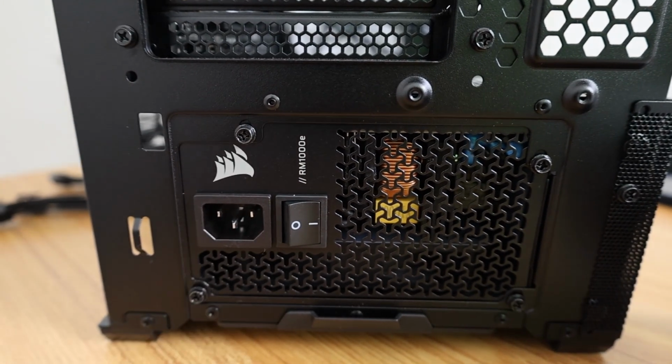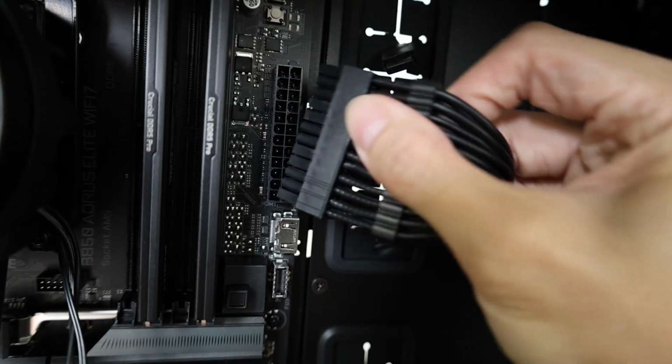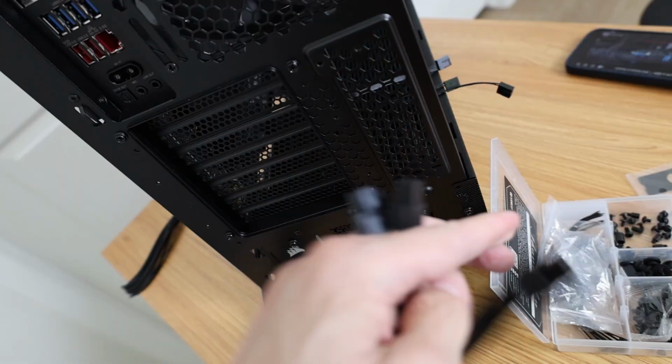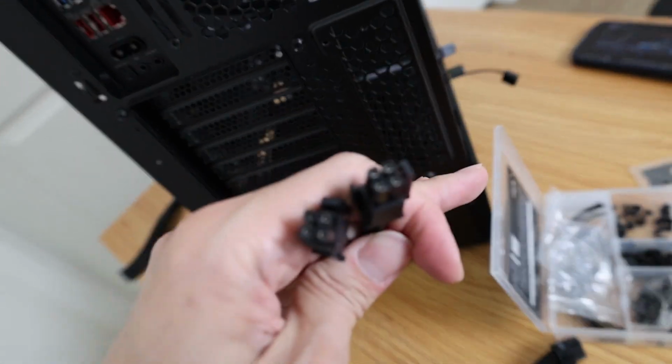Make sure you have it in this orientation. First, we'll connect the motherboard cable. Next, we'll connect the CPU cables. So for the CPU, use this 8-pin one. There's gonna be another one that you could separate like this.